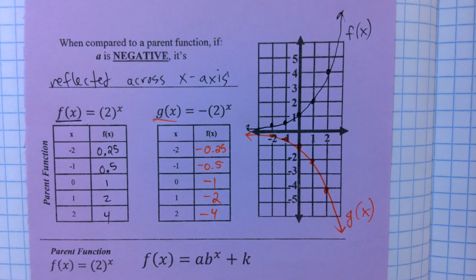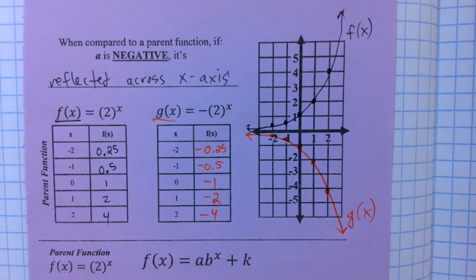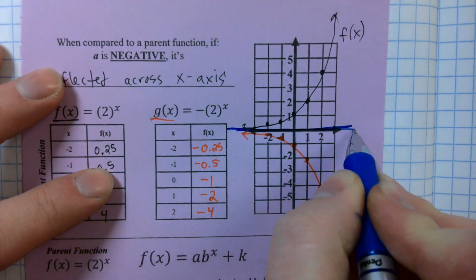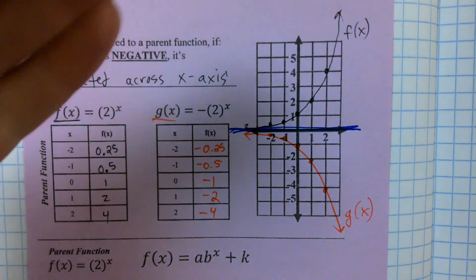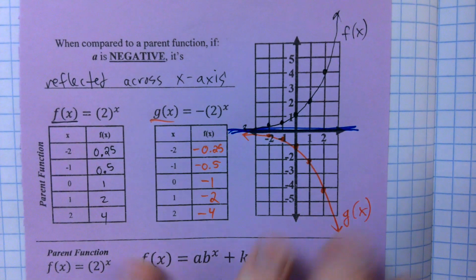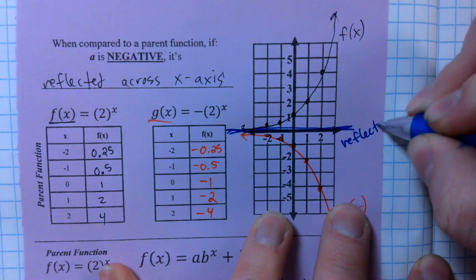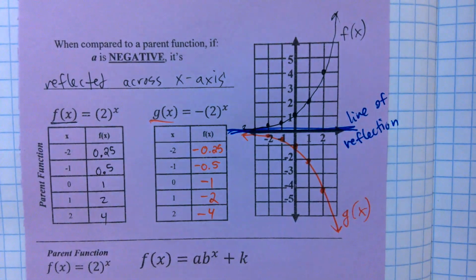You guys see the nice symmetrical image we just made? What's my line of reflection for this image? The x-axis. Right, if this x-axis is my mirror, the image on the top is going to flip over and make that image on the bottom. Again, this is called my line of reflection.